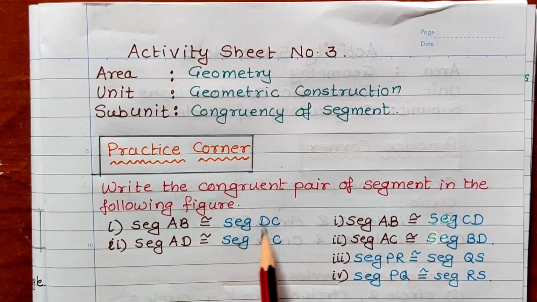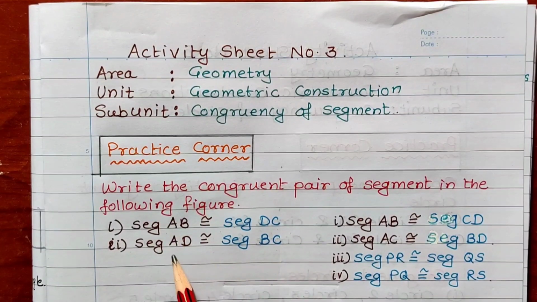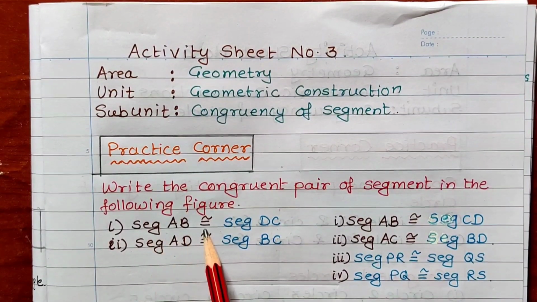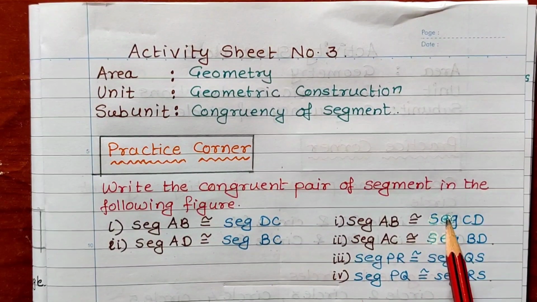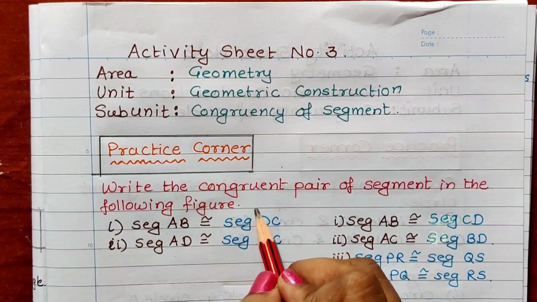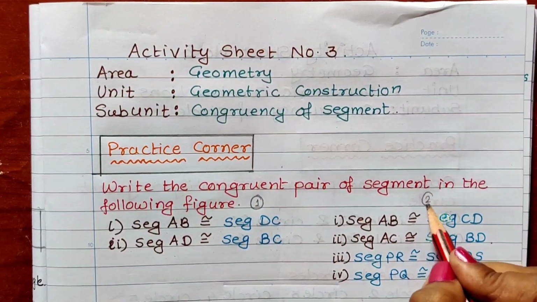So segment AB is congruent with segment DC. Segment AD is congruent with segment BC. This I have written with blue pen, which are the answers, and these are the questions here. Same way for figure number 2. This was for figure number 1, and this is for figure number 2.